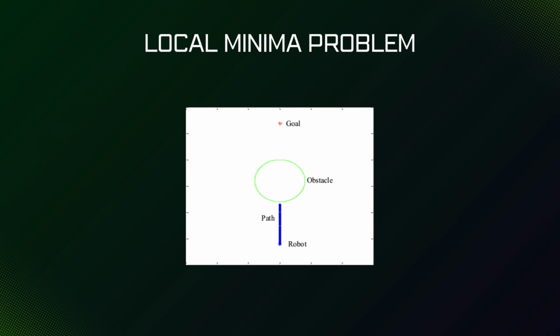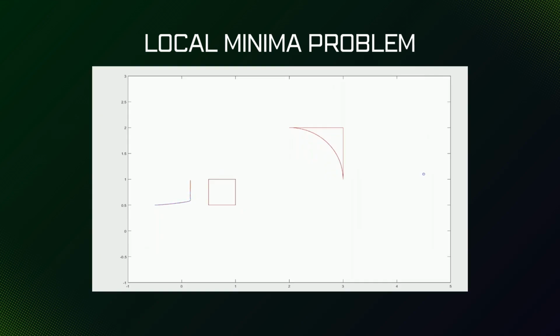In this image, the robot is situated in a region where the forces cancel each other out, creating a local minimum. This situation is problematic because the robot cannot proceed to the goal, leading to navigation failure. Here is a simulation that shows just that.